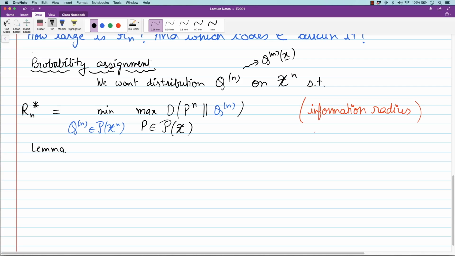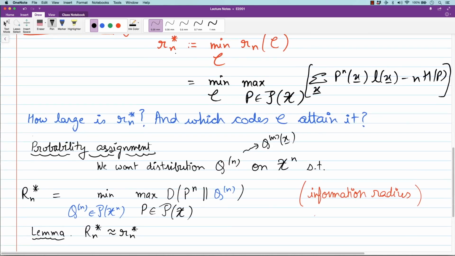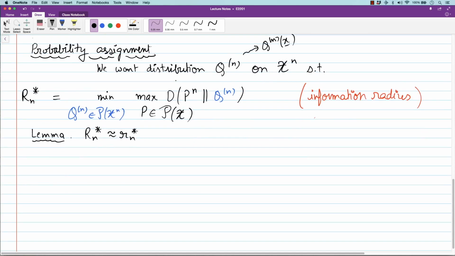Let me call this a lemma. We will show that R_n star is approximately R_n star. So this R_n star, the min-max probability assignment, the closest guy, the information radius, is the same as the min-max redundancy R_n star. More formally, we will show that these two differ by at most 1. I think it's greater than R_n star. Okay, so it differs by at most 1. So how do we prove this?